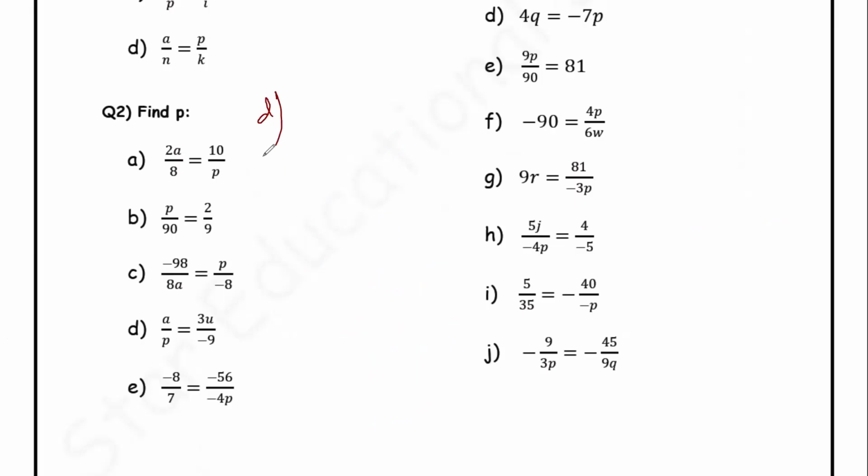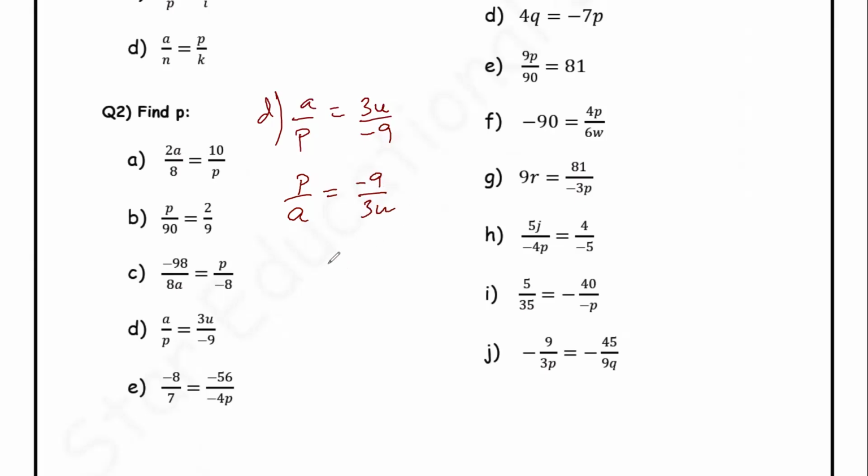Right, D. A over P is equal to 3U over negative 9. So now I'm going to use another method. So I showed you first there were two methods where you have to flip, and the other one is what we have been doing for A, B, C so far. So this time I'm going to flip, okay? So what I'm going to do is flip it. So what I get is P over A. I'm going to flip the left hand side. If I flip the left hand side, I've got to flip the right hand side as well. And I got 3U like that.